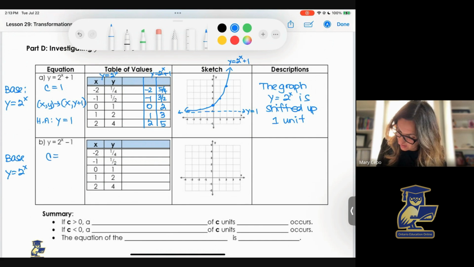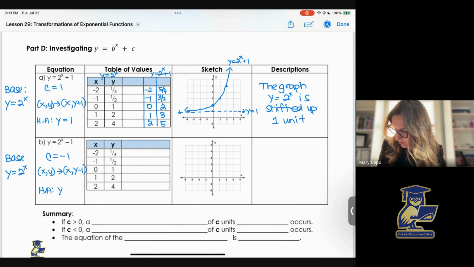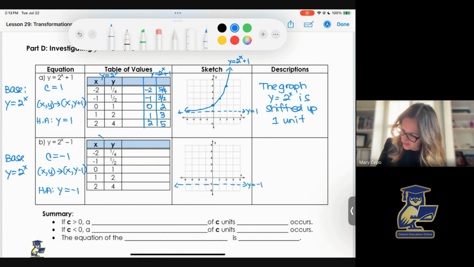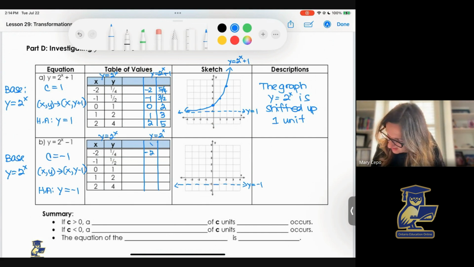Okay, so base again is y equals 2 to the power of x. We know c is now -1, so each y value is going down by 1. That means the horizontal asymptote is also going to move down by 1, so the new horizontal asymptote is y equals -1. And all the y coordinates from our base function y equals 2 to the power of x will go down by 1. So again, the x's remain the same.